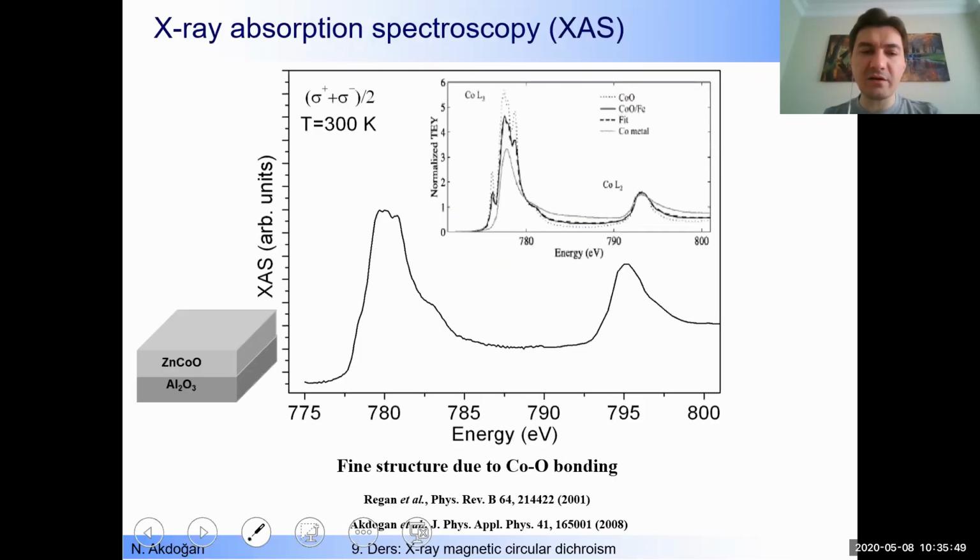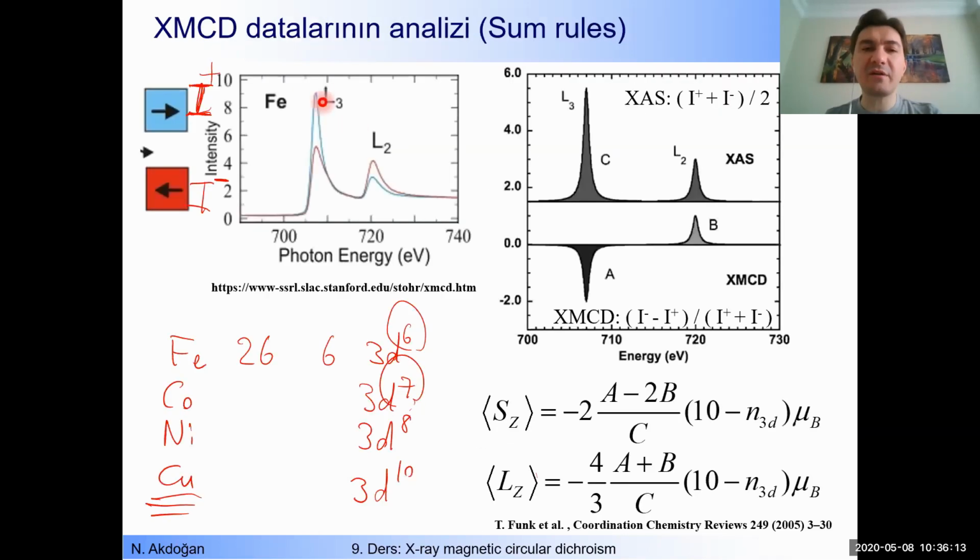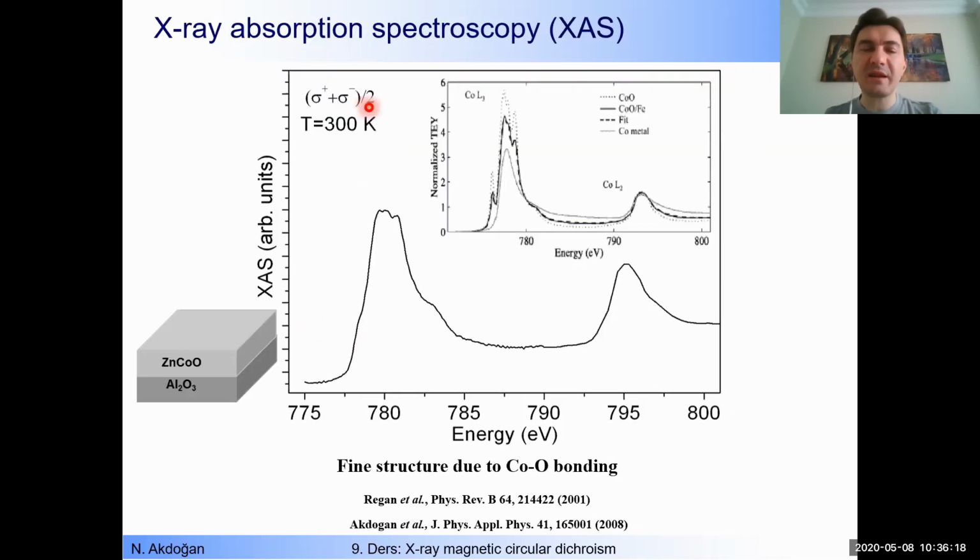Okay, look at this one. I have started from 775, and here we have L3H, and here we have L2H, and I finish around 800 electron volt. So this energy range I scanned, and I have used RCP photons and LCP photons. I have recorded 2 signals and then plotted that one in XAS. Okay, so then I have such a signal.